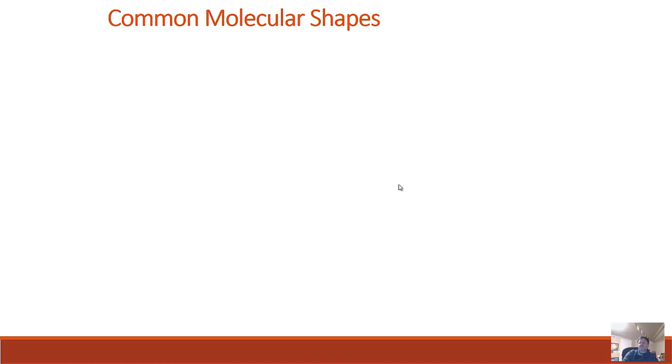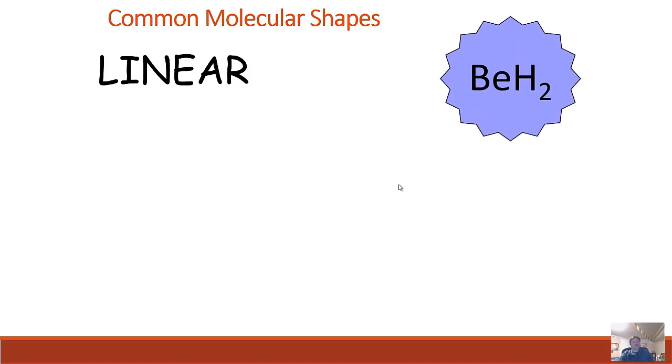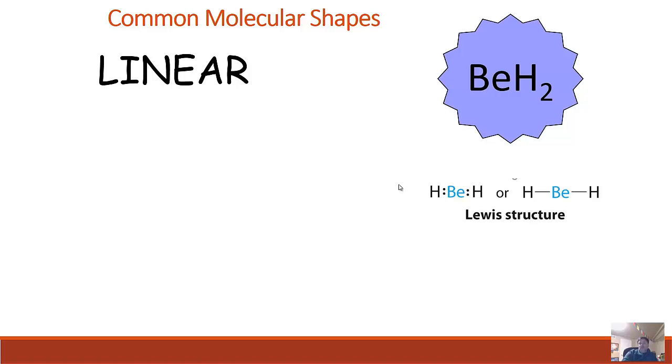All right, so let's go through these really quick. Our first one we said is linear, and beryllium hydride is an example of that. If we pause this really quick and draw the Lewis structure for this one, see if you can do it real quick. All right, hopefully you got something that looks like this.